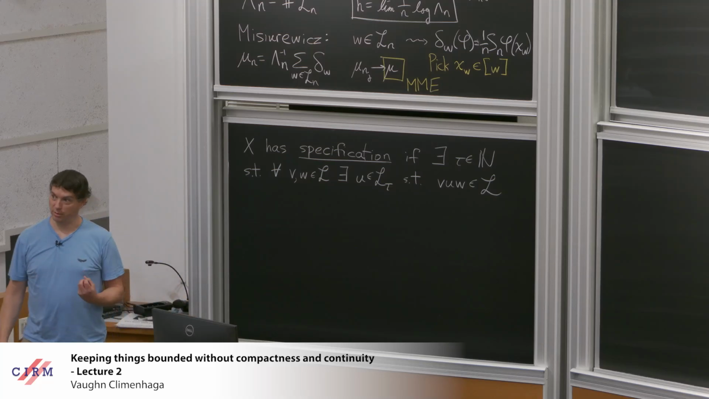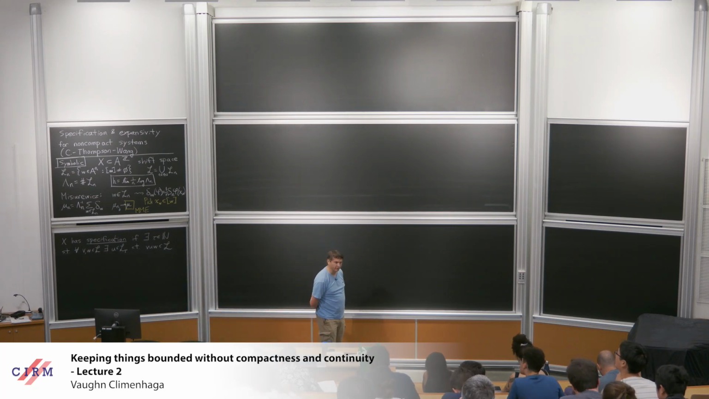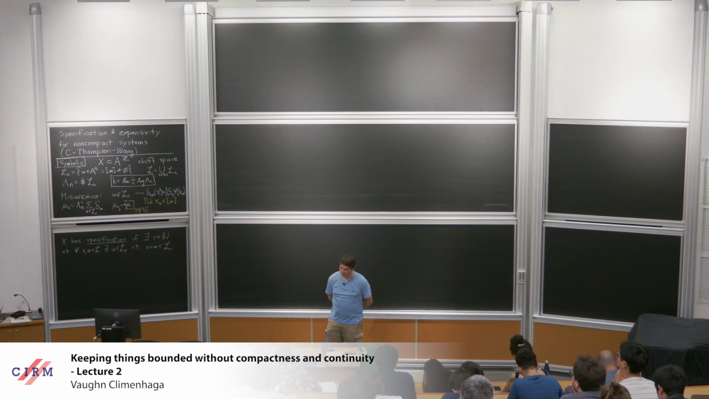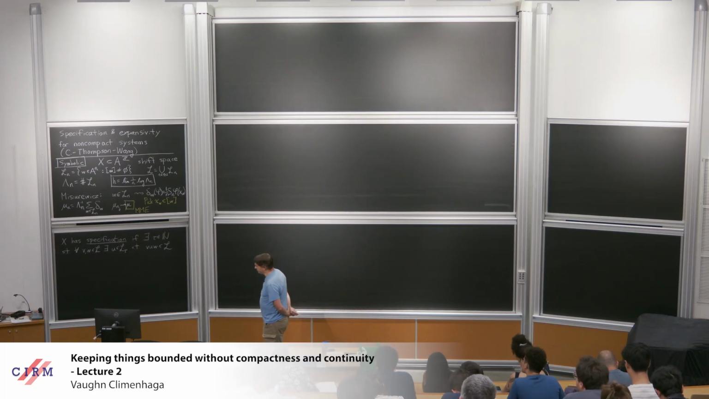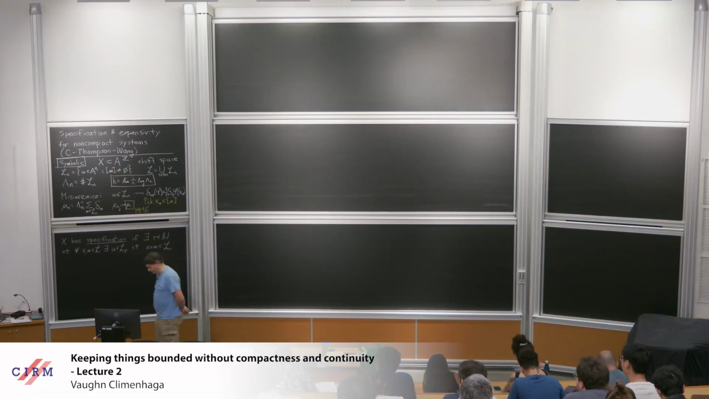So it's a mixing property, but it's a uniform mixing property. If you have a topologically mixing subshift, then a word u like this always exists, but you don't necessarily have control over its length. If you have a topologically mixing subshift of finite type, then you have this property, but this is more general than being a mixing SFT.